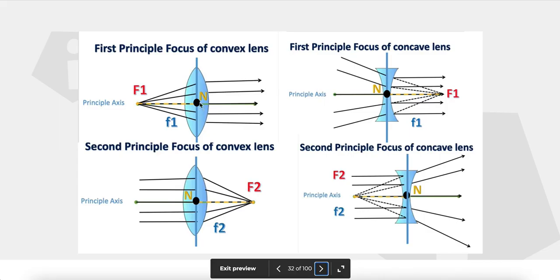The nodal point lies at the intersection of the principal axis and the principal plane, as you can see here. And the second principal focus of the concave lens is anterior to the lens. So here is the second principal focus of the concave lens. You can see that it is in front of the concave lens.